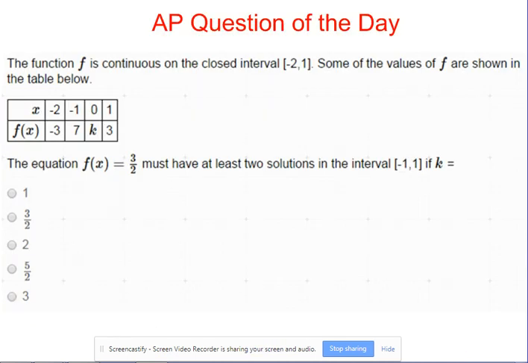Okay, let's look at an AP question. The function f is continuous on the closed interval from -2 to 1. Some of the values of f are shown in the table below. So we've got x values at -2, -1, 0, and 1, and our y values are -3, 7, k, and 3. It says the equation f of x equals 3/2 must have at least 2 solutions on the interval from -1 to 1 if k equals what?